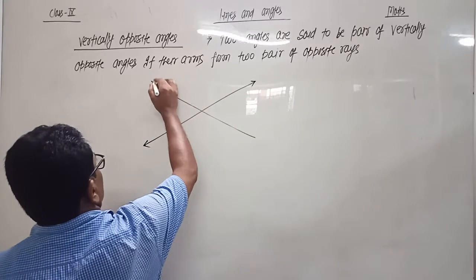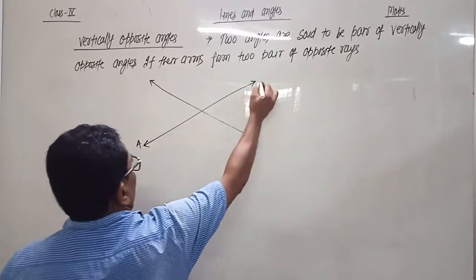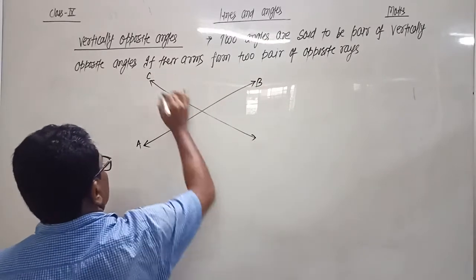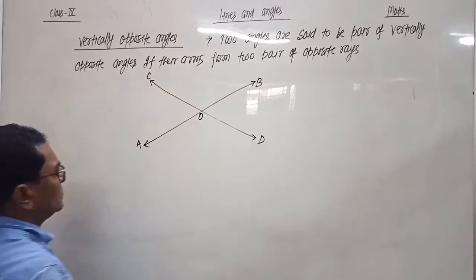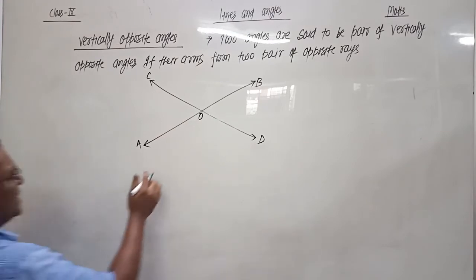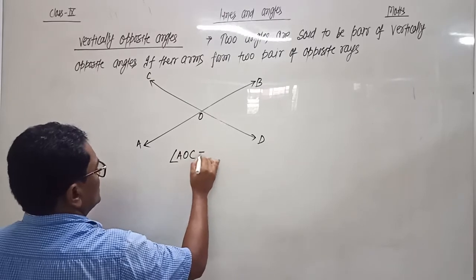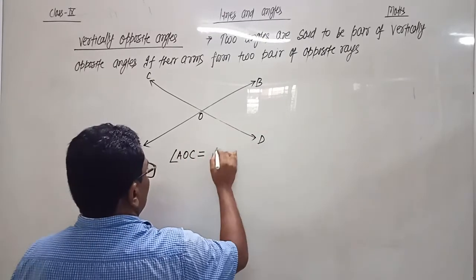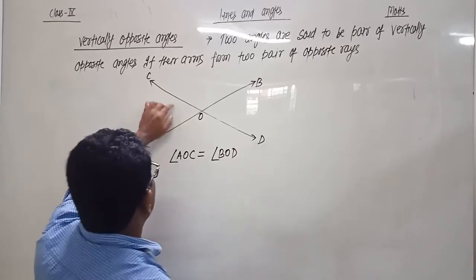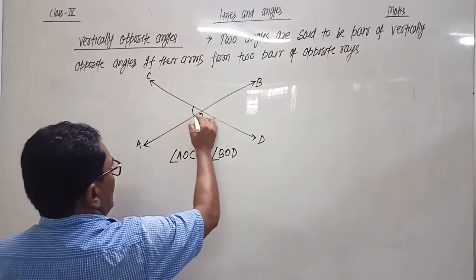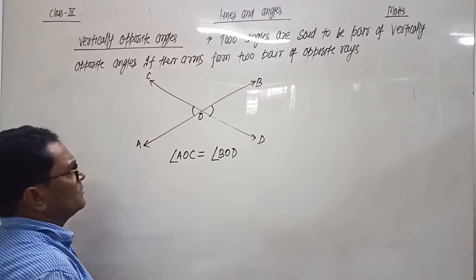AB and CD, and this is point O. So angle AOC and angle BOD are called vertically opposite angles.